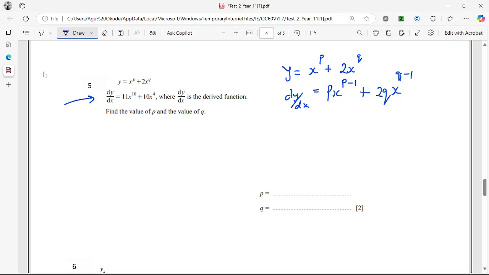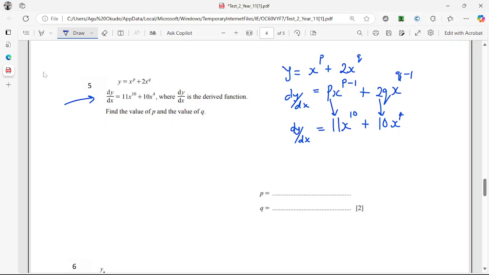Now you have to just compare. Do a comparison, please. You are comparing this with what you are given in the question. So we are given this as the first derivative. If I compare, this p is just this number, and 2q is just this number. So just by comparing, I'm done.